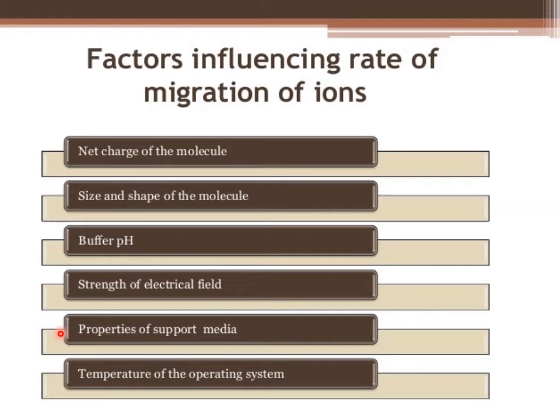The properties of the support media or the gel are also important here. That is, the pore size, the ability of the monomers to polymerize and form the gel matrix. The temperature of the operating system is also important. Increase in temperature results in increase in the electrical resistance as well. So it influences the intensity of electrical current and hence the rate of migration.